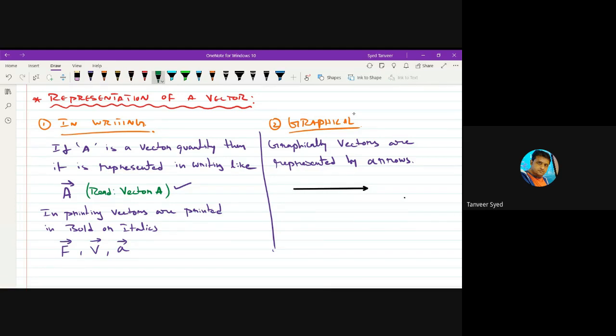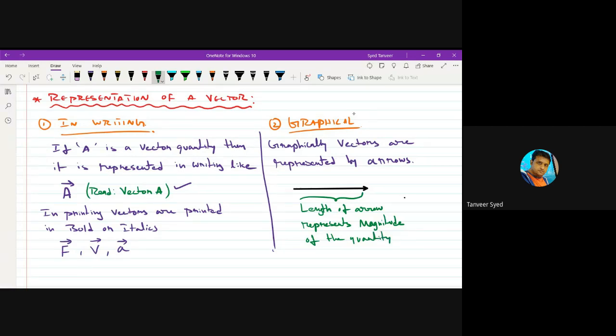What information does this arrow convey? It conveys two parts of information. One is the length of this arrow, which depends on the length. The length of the arrow represents the magnitude of the physical quantity. Greater the length, greater the magnitude.